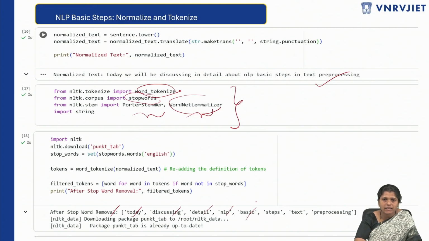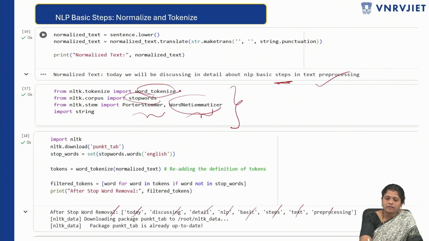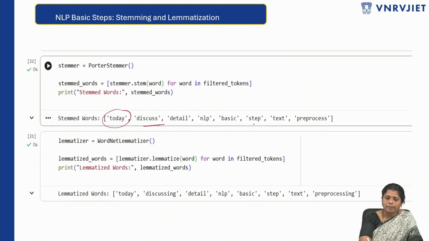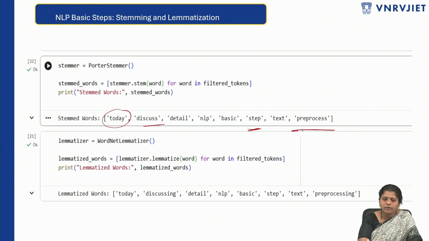Today, discussing, detail. NLP is one token, basic is one token, steps, text, and pre-processing. Got it? Now these are the stemmed words, away from the "ing" form and so on. Discussing has now become "discuss". Steps was my initial word; in stemming it has become "step". In text pre-processing, the word I entered was "pre-processing"; after stemming, it has become "pre-process".